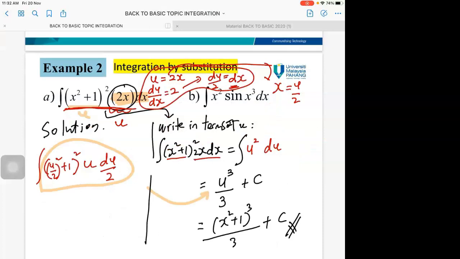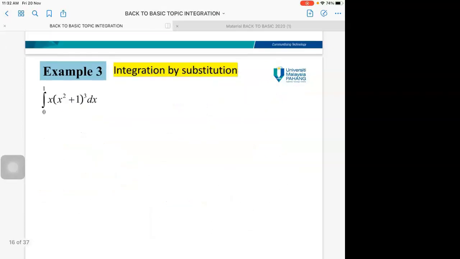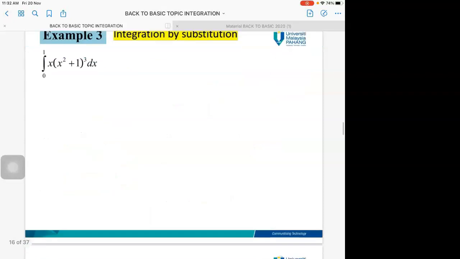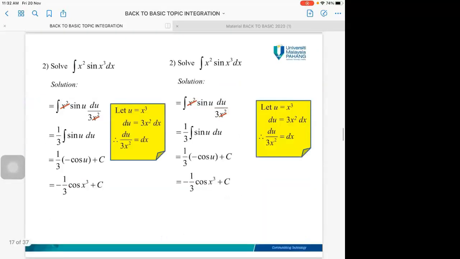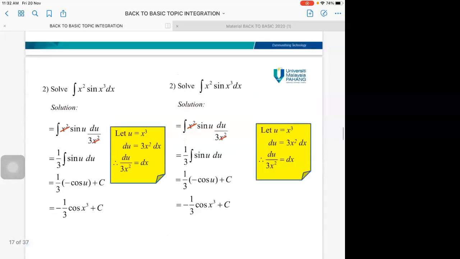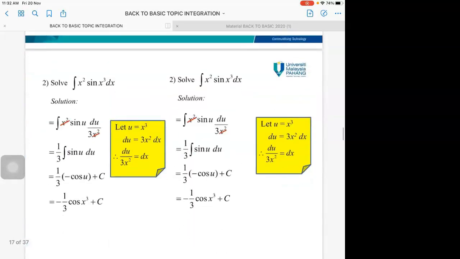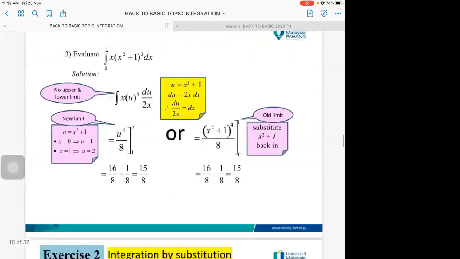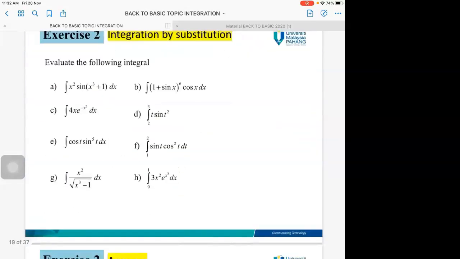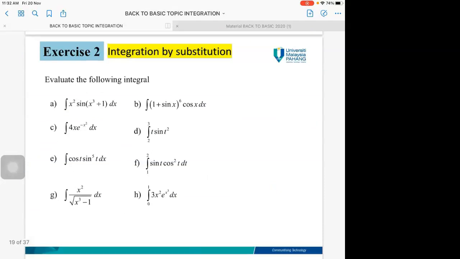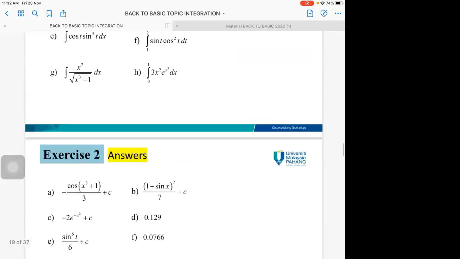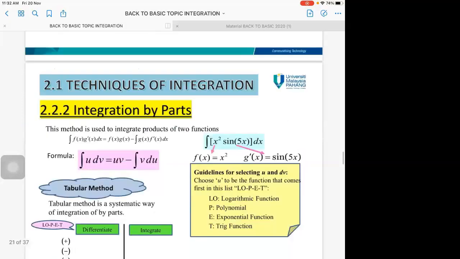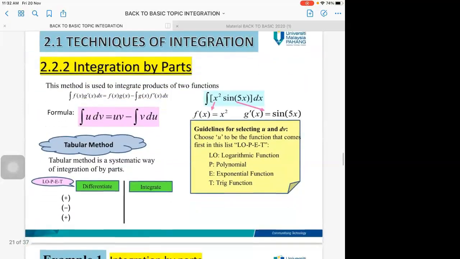Okay, boleh boleh. Ada soalan? Any question? Integration by substitution. Okay, so if you refer to the slide, I also have another example here. I give you several exercises here, so you may try later together with the answer. So now we move to the second technique, integration by parts.